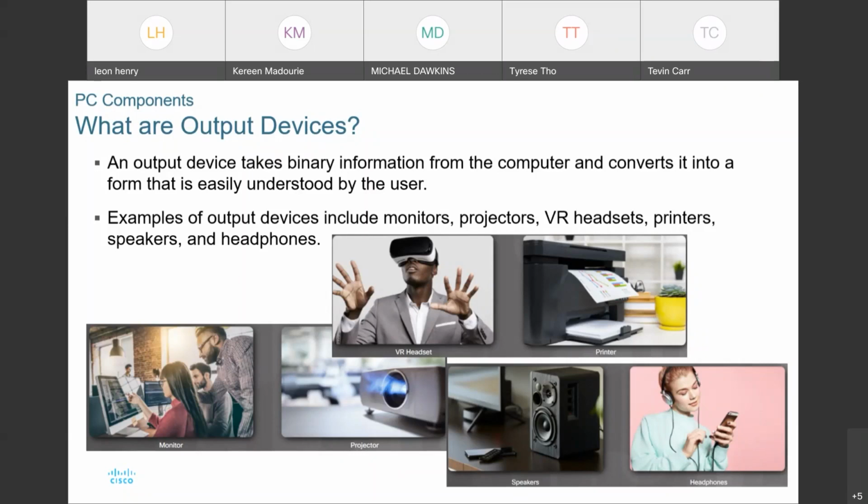Okay, so we're looking at a VR headset. This guy here has his hands all out, like he's trying to touch something, but he's basically having a vision of whatever scene he's in. All right, so, an output device.